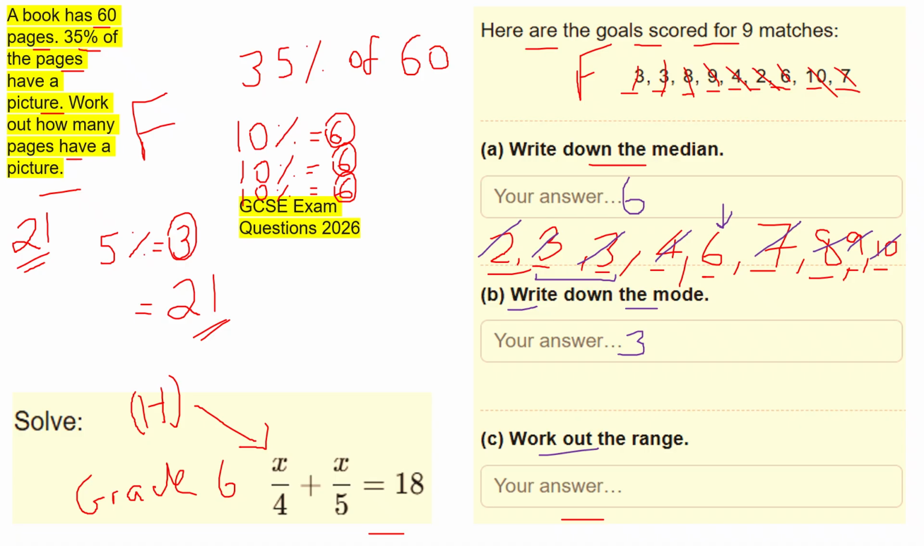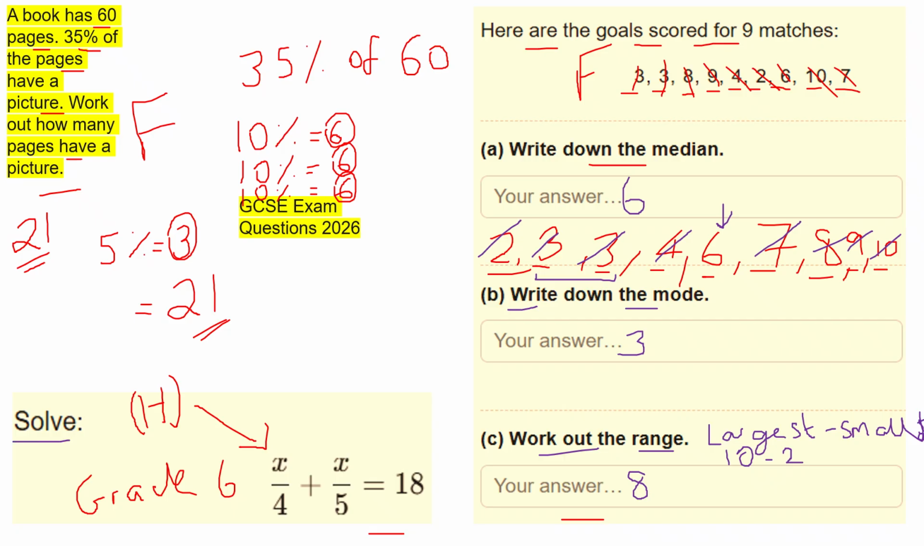Next up, part C, work out the range. Well, the range is simply the largest number take away the smallest number, so biggest take away smallest. The difference between the smallest and the largest. Well, the smallest number is going to be 2, largest number is going to be 10. So we do 10 take away 2, 10 subtract 2, and we get 8. Finally, looking at some solving equations.